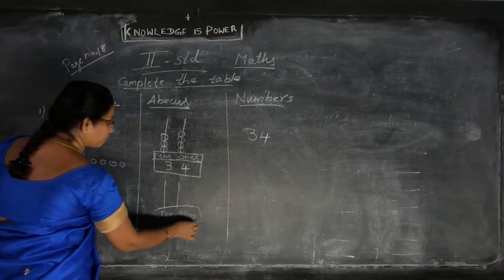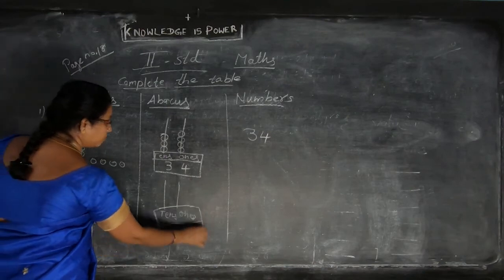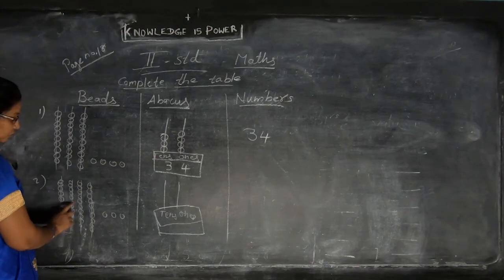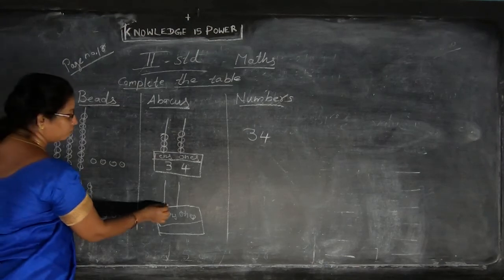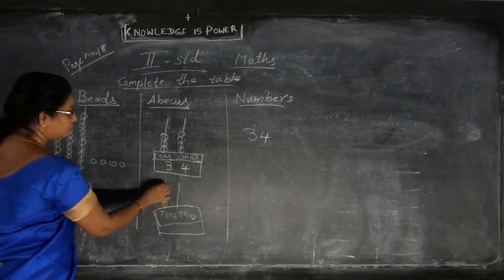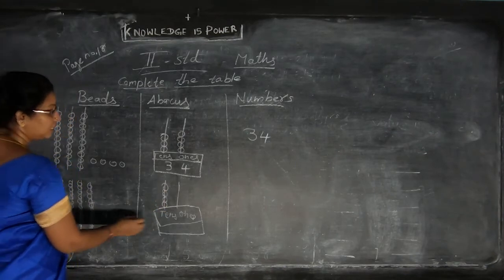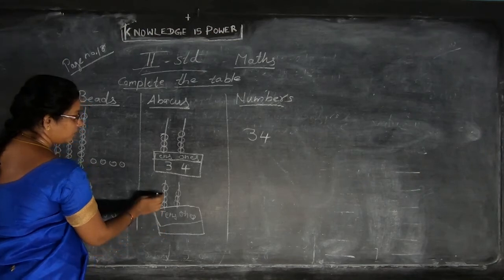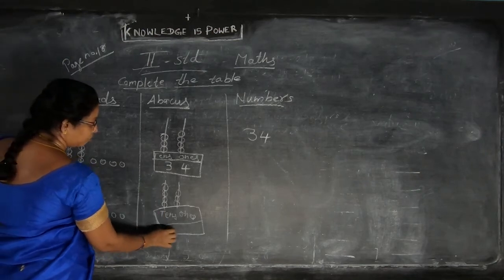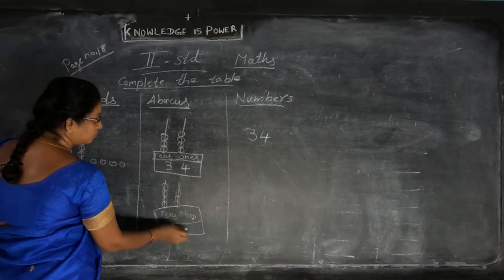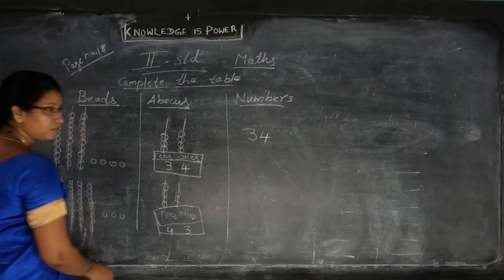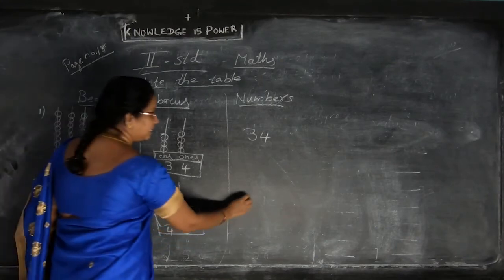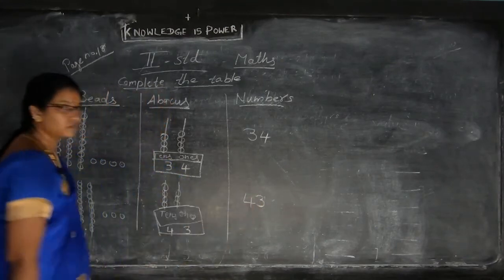Okay. See here. We are going to write the number here. See how many tens? 1, 2, 3, 4 tens. So draw here 4. Then 1, 2, 3 in ones place. Say how many? 1, 2, 3. You write here 3. Say the number. What number is this one? 43. Okay. Write here 43.